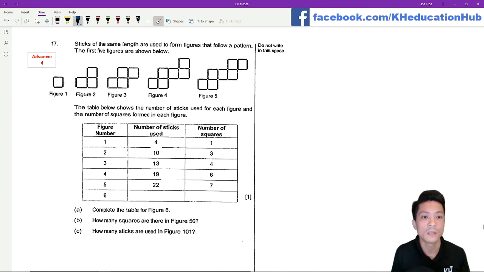Question 17. Sticks of the same length are used to form figures that follow a pattern. The first 5 figures are shown below. The table below shows the number of sticks used for each figure and the number of squares formed in each figure. So for the number of sticks, it will be 4, 10, 13, 19, 22. Number of squares will be 1, 3, 4, 6, 7. Complete the table for figure 6.